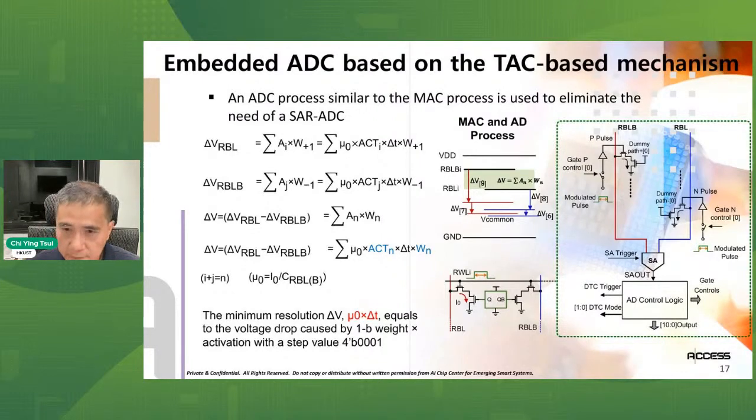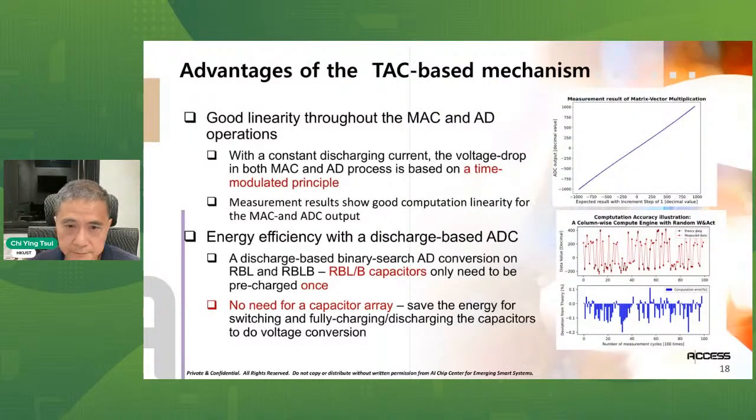By doing so, there are a few advantages. First, using the time-based approach, we achieve good linearity throughout the MAC and the AD operation. We use the same mechanism to do the MAC and also the AD, and we can show good computational linearity. The right-hand side is the measurement result from the array with matrix vector multiplications. We can show good linearity, and we also measured the computation accuracy.